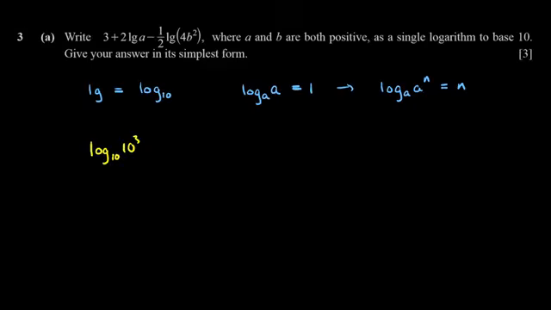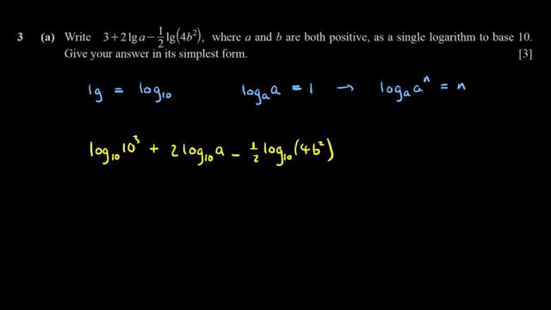Okay, and the same thing I'm going to do, or rather I'm going to continue writing the rest of the expression. I've got 2 log base 10 a minus a half log base 10 4b squared. Notice all I'm doing is replacing the lg with log base 10, just to make it really clear that that's the base. All right, then, at this point, what we need to know is our logarithm rules.